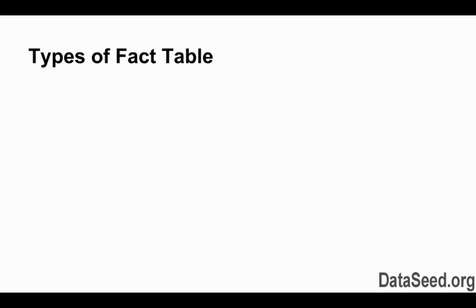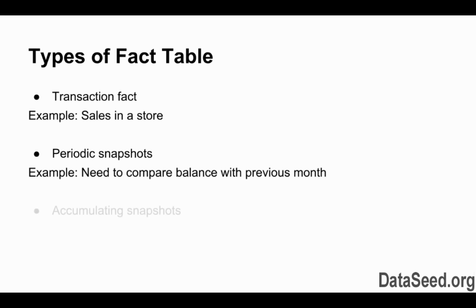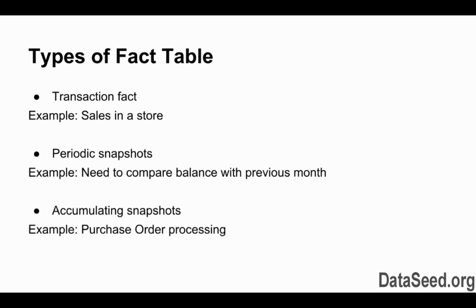Next, we will talk about the types of fact tables. We have the transaction fact, we have periodic snapshots, and we have accumulating snapshots. Now, a transactional fact is the most basic and widely used. As the name suggests, it stores data for all transactions that happen in the system. For example, every line item that appears on an invoice or every sale that happens in a store can be stored in a transactional fact table.